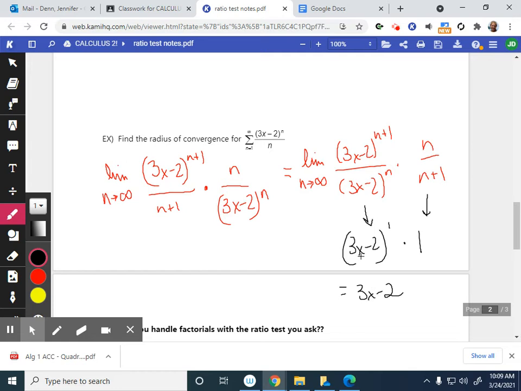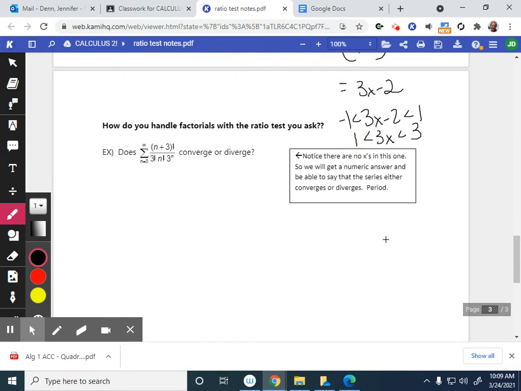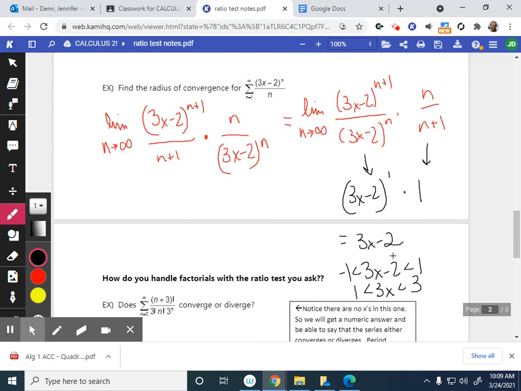To find the interval of convergence, that expression has to be between 1 and -1 for the series to converge. So I'm going to solve this, add 2 to both sides, or all three sides. Divide everything by 3. Oh, gosh. That is the interval of convergence.